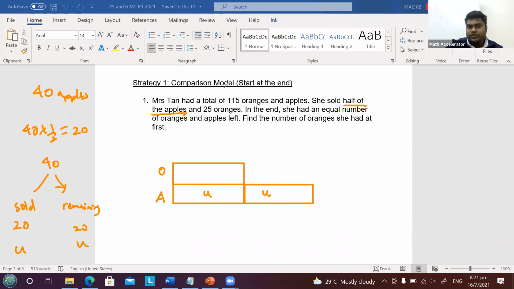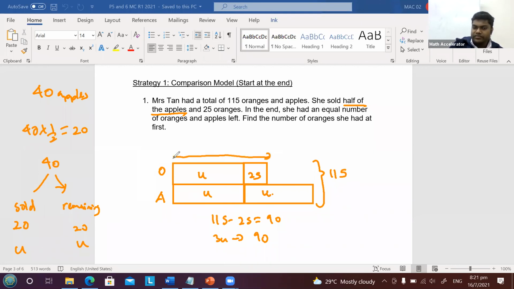Okay. Same goes for apple. Sorry, same goes for oranges. So she sold 25 oranges, which means add the 25. So at first, she had a total of 115. So from here, right, if this is 1 unit, this is 1 unit. This has to be another unit as well. That's why you take 115 minus 25. You get 90. So the 3 units here is 90. So go ahead and find for 1 unit, then you add the 25. Clear?